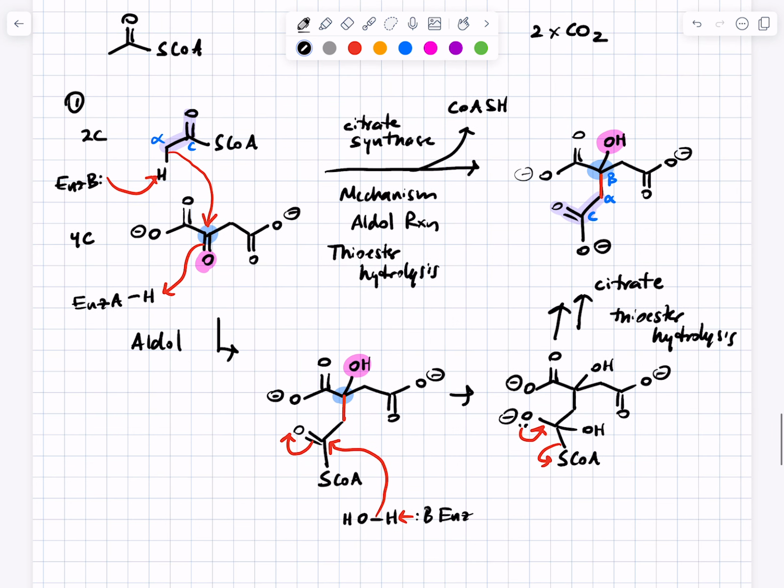Notice that citrate is not chiral. Notice that this arm is identical to this arm. So at that point, you totally lose track of which one was acetyl-CoA and which one wasn't. We just know that we've got two extra carbons in there somewhere.